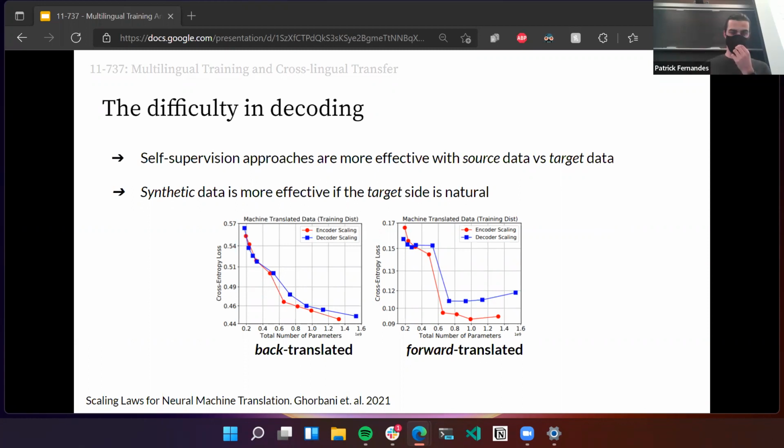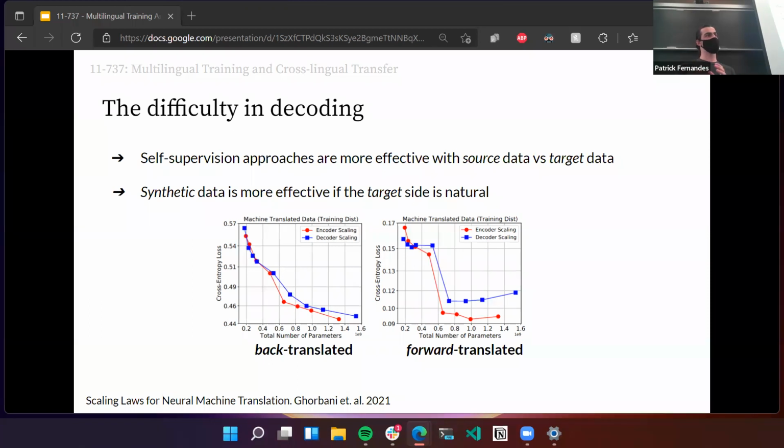And the second is that synthetic data is more effective if the target side is natural than if the source side is natural. How to describe this? If you have monolingual data, source monolingual data, right? And you forward translate it, which is like the reverse of back translation. And you have plenty of this data and you try to scale your model, there's going to be a point where that data is not beneficial anymore.